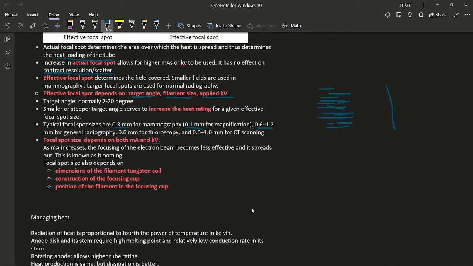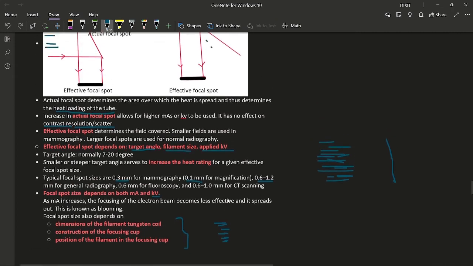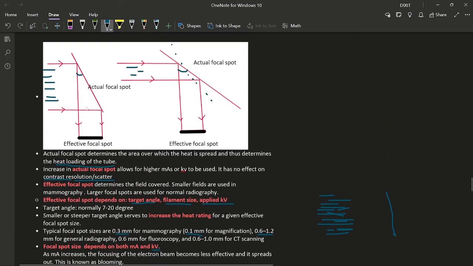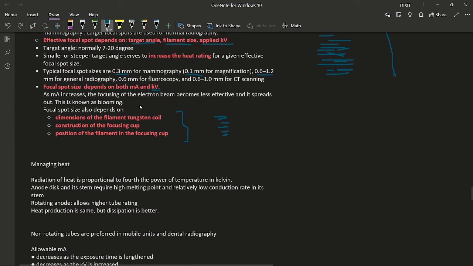The actual focal spot size also depends on the dimensions of the filament tungsten coil, the construction of the focusing cup, and the position of the filament in the focusing cup. So all of these are actually affecting the width of the electron beam. All the dimensions of the coil, the construction of the cups, everything determines the width of the electron beam that is being formed here, and that is how it is affecting the actual focal spot.